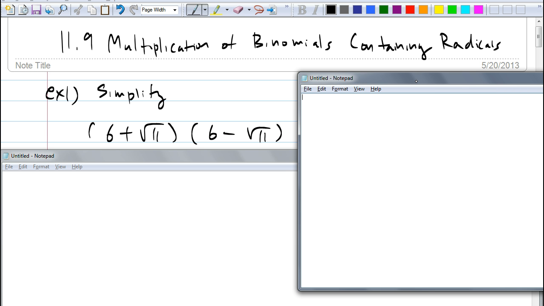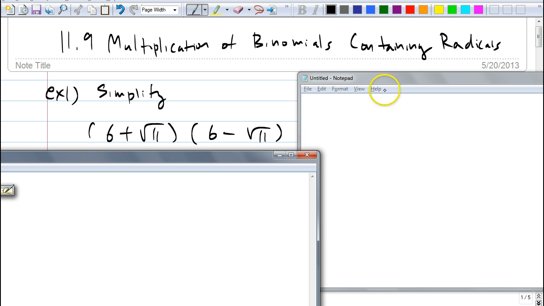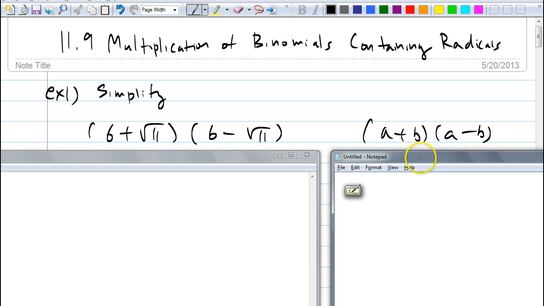So, do we know how to multiply binomials? You guys remember? We're going to multiply 6 times 6, then 6 times negative rad 11, and then rad 11 times 6, and rad 11 times negative rad 11. But, by the way, do you guys remember multiplying a binomial that looks like this? What is this called? Thank you. So you could actually do all that work, or just remember the pattern. Remember A plus B times A minus B. What does that give you, guys?